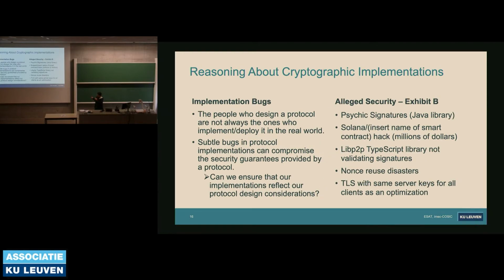Some other problems that are not related to protocols, but we can find usually in cryptography, are implementation bugs. Because usually the people who design protocols are not the ones who implement them and deploy them in the real world, and there's a whole chain of people who get involved in the middle. So any small bug in an implementation can just break a protocol, even if it was secure in theory. So we can look at the psychic signatures example from Java.